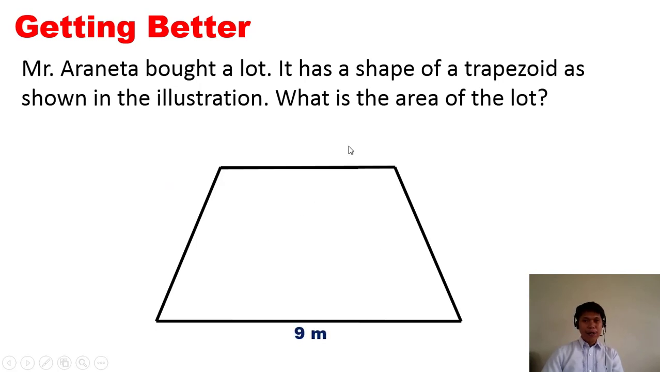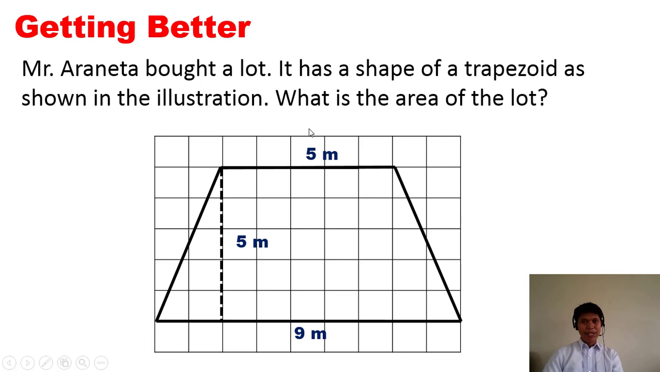So how are you going to solve for this? Is the area of this just 9 times 5, which is equal to 45? The same with the parallelogram. Let's understand or analyze the concept. Let's derive the formula by using the grid. So this is the height, 5 meters. This is 9. If you count 1, 2, 3, 4, 5, and 1, 2, 3, 4, 5, 6, 7, 8, 9.